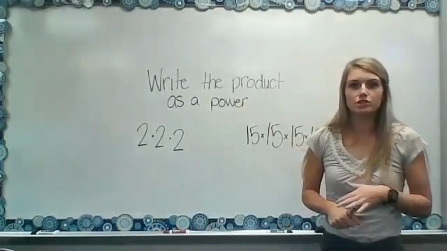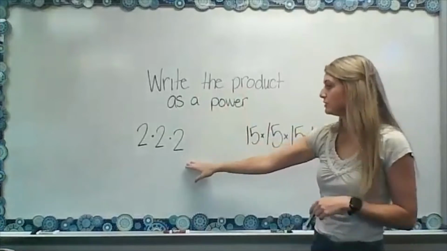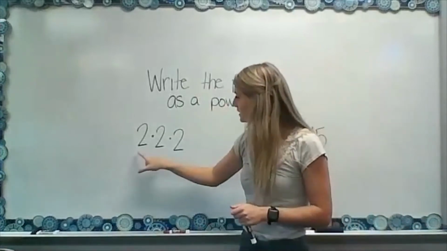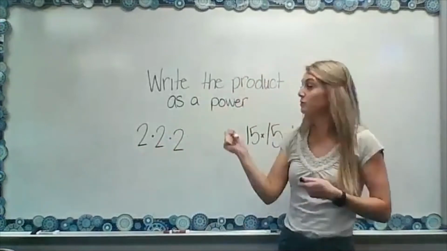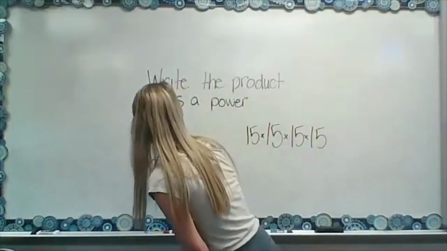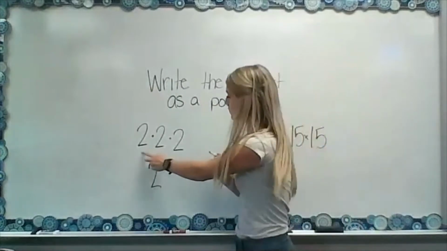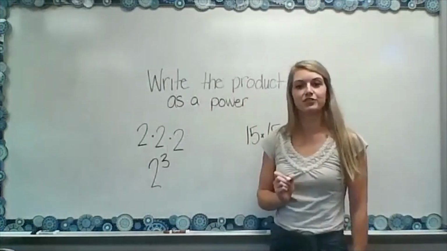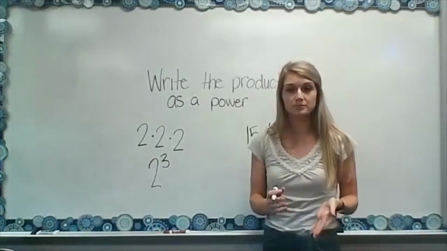The first example I want to show you is how to write the product as a power. Okay, so we're going to start over here with the 2's. Remember, product just means multiply. So I'm multiplying 2 times 2 times 2 times 2. And we want to write it as a power. So we take our base number, which is 2. We write 2 for our answer. And then how many 2's are there? 1, 2, 3. So it's 2 to the power of 3. Or when you're using 3, you could say 2 cubed.